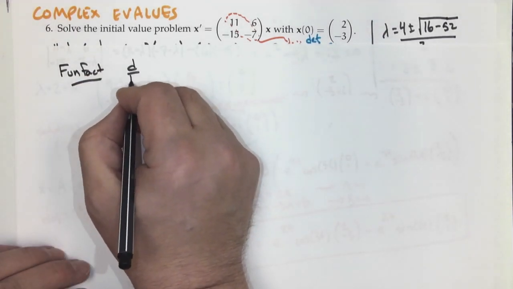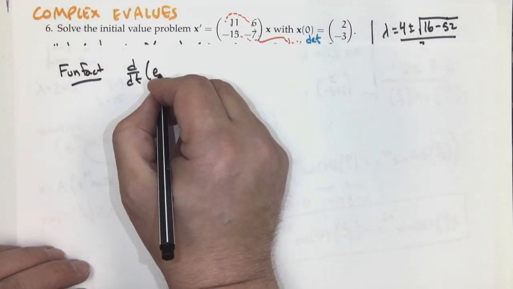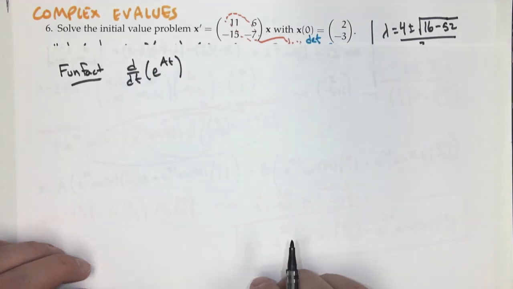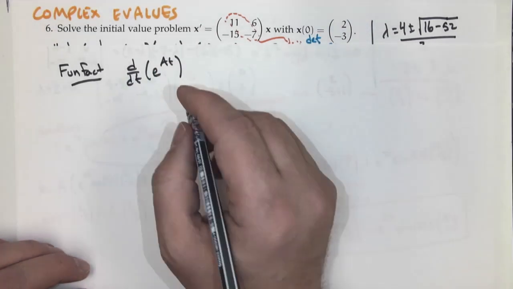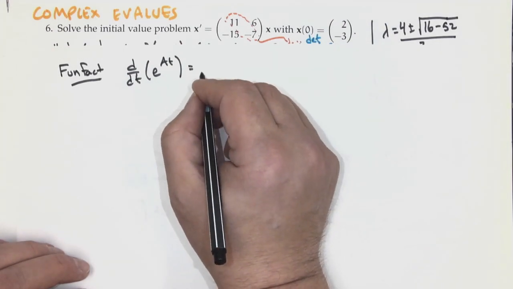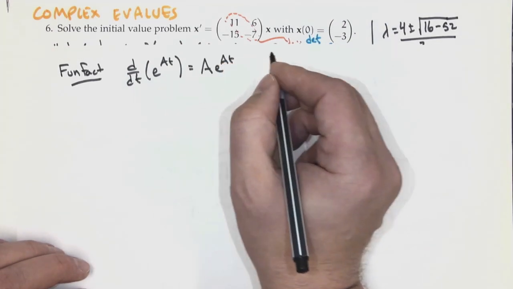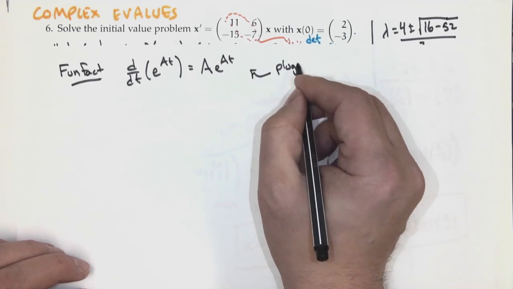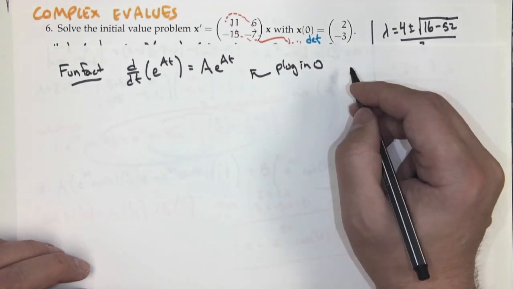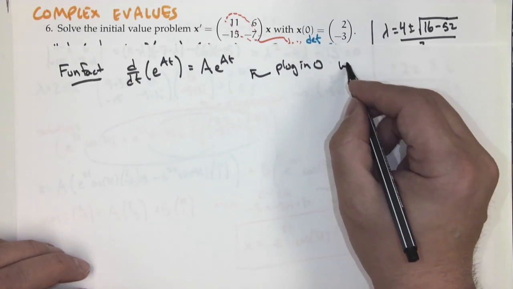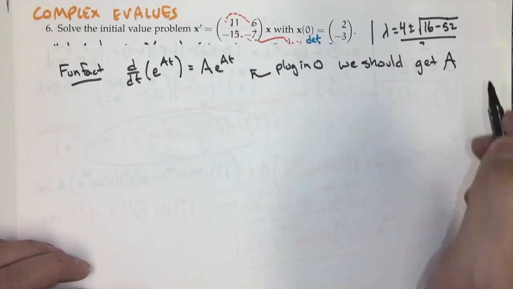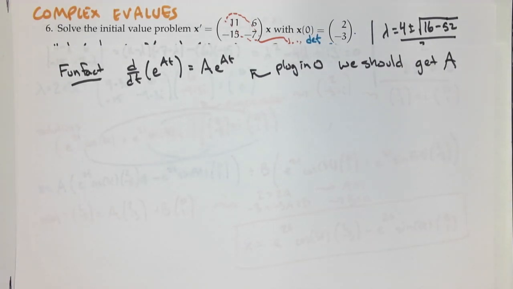If I take the derivative of e to the At, what do you get? What happens? A e to the At. Now, plug in 0, and what should you get? We should get A. Okay, that's the only thing I'm going to use.